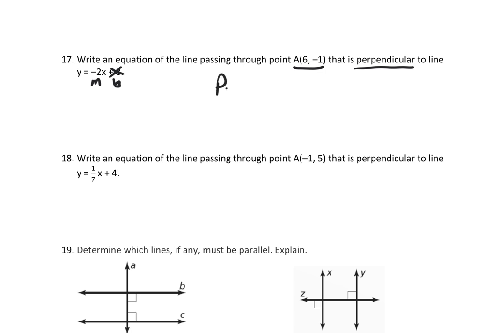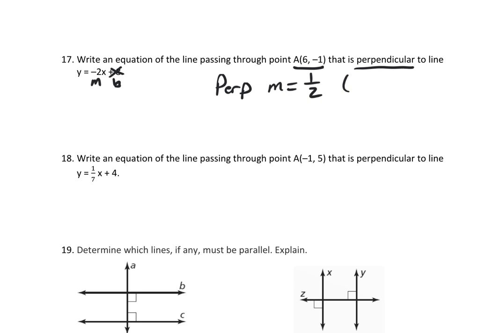But we want the perpendicular slope. So if my original slope's -2, my new slope, we have to flip the switch on it, okay? So if I flip the switch on -2, what do I end up getting? 1/2, okay? We flip it over, we switch the sign. If the first one's negative, this one's positive. This one's positive, this one's negative. They're always opposites of one another.